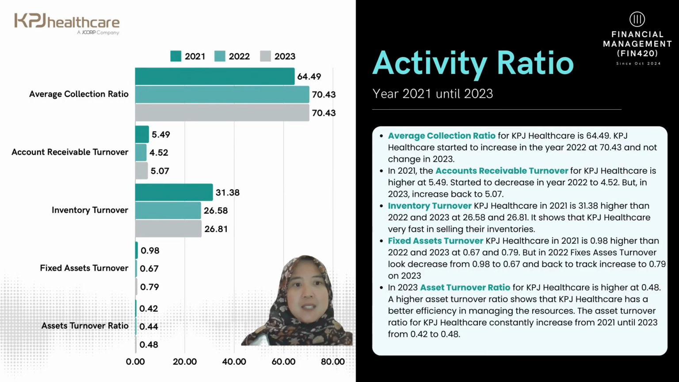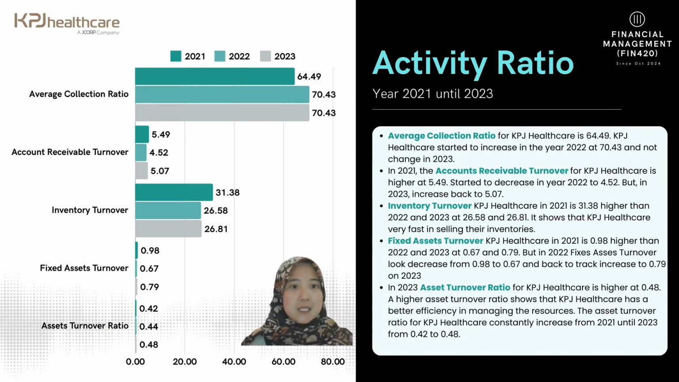The average collection ratio for KPJ Healthcare is 64.49. It started to increase in the year 2022 at 70.43 and did not change in 2023, at the same amount as 2022. In 2021, the account receivable turnover for KPJ Healthcare is higher at 5.49. In 2022, it decreased to 4.52, but in 2023, increased back to 5.07.